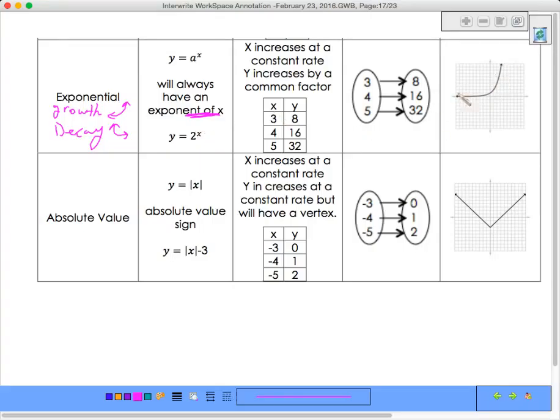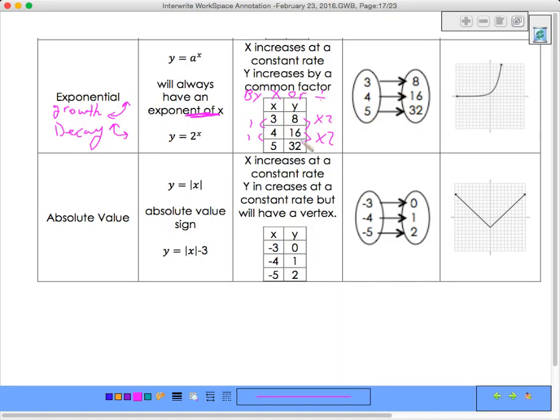And it always looks like an L shape. Now looking at the table, it says x increases at a constant rate, but y increases by a common factor. What that means is by multiplication or division. So here we're going up 1, up 1. But over here, this is times 2. This is times 2. And the same thing here.